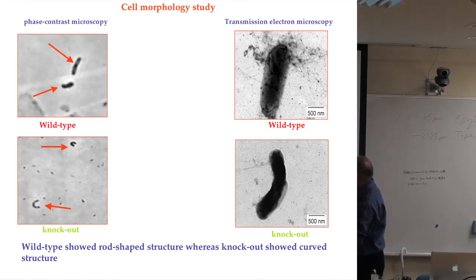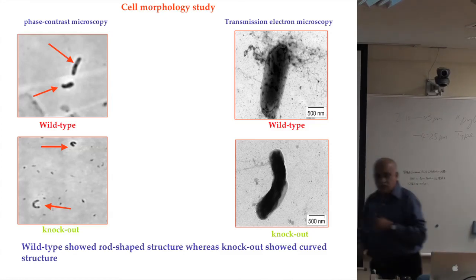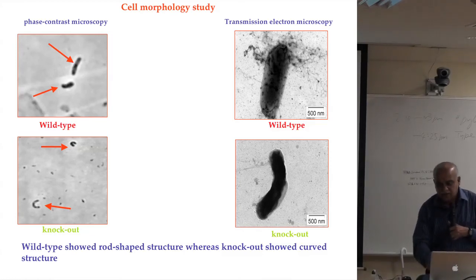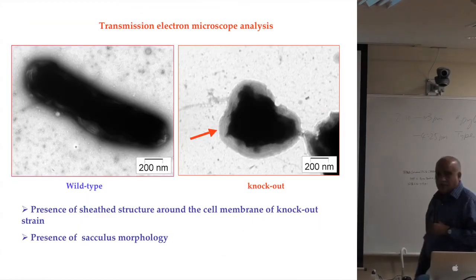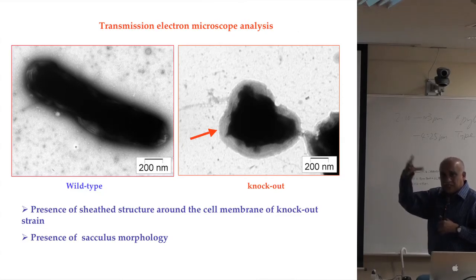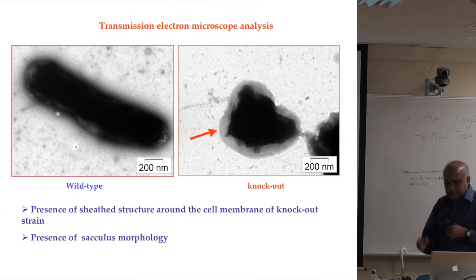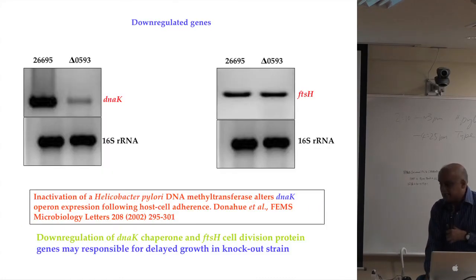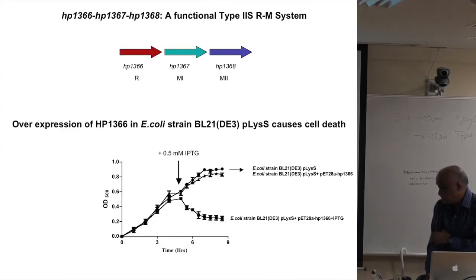Usually the wild type is this, the knockout is more something like this, or more sacculous in nature. You find these kind of structures. So knockout of this particular gene must be affecting shape, must be affecting genes which are involved in sheath formation and things like that. But this is something that we plan to pursue and show that this is important.